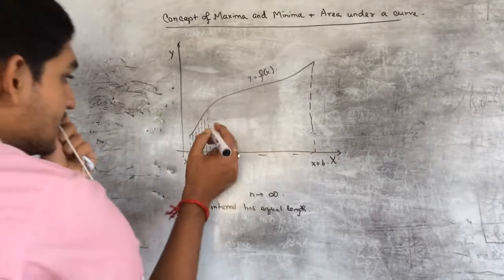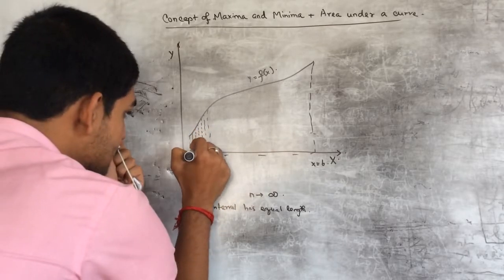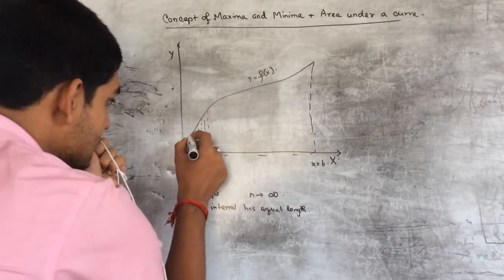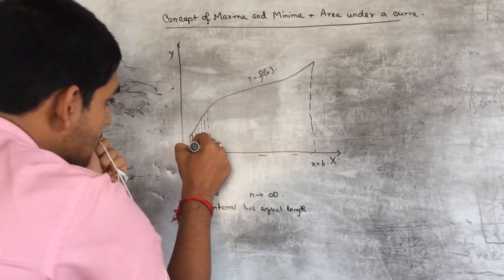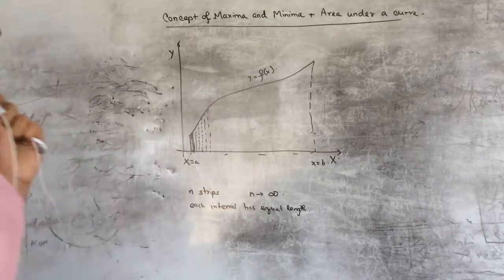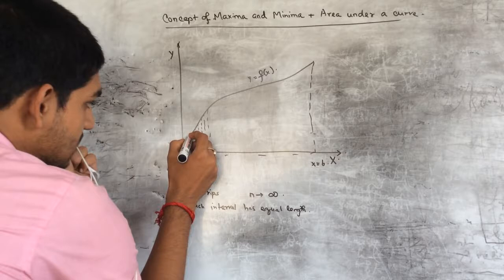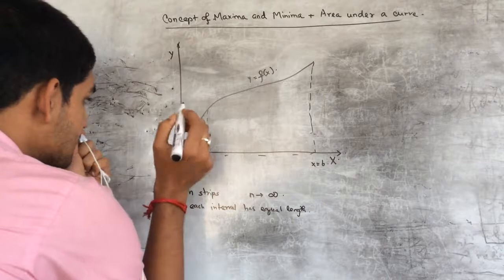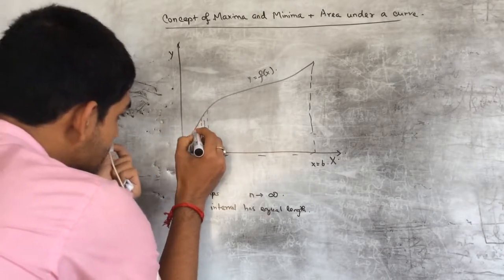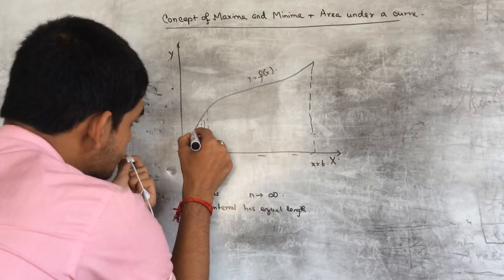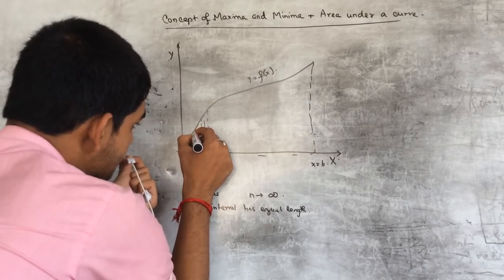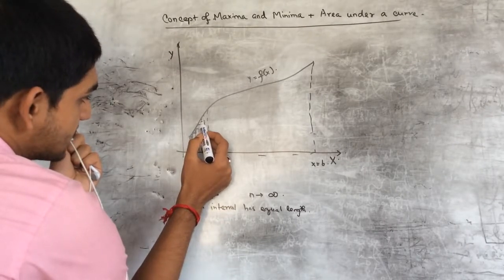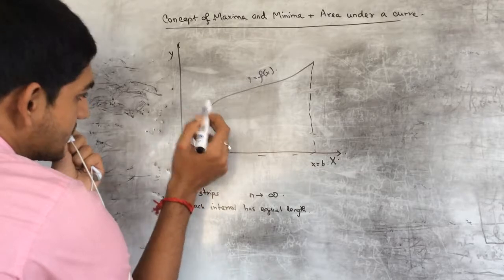Now we find the area like this. If this length is very small, then we can consider it as a rectangle. This can be considered as a rectangle, and the remaining portion, like this small triangle, has a very small area, so we neglect it. So this is a rectangle, this is a rectangle, and only these rectangles' areas are taken into consideration.